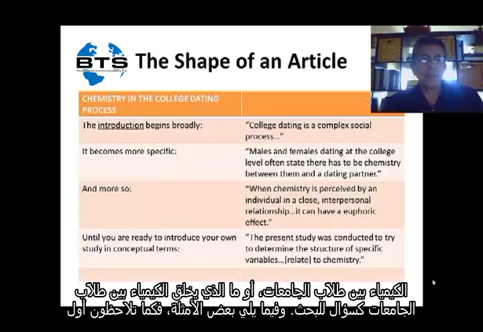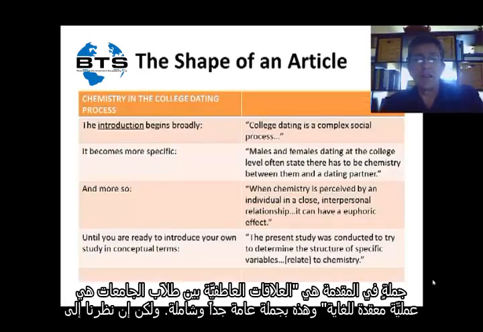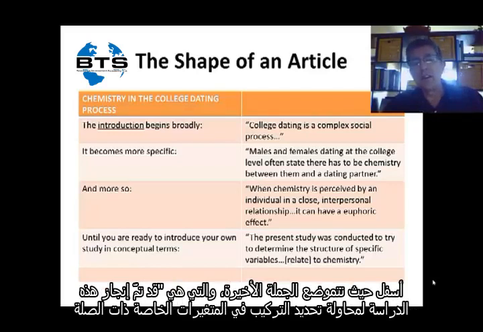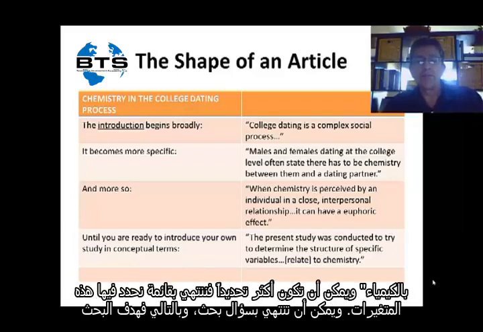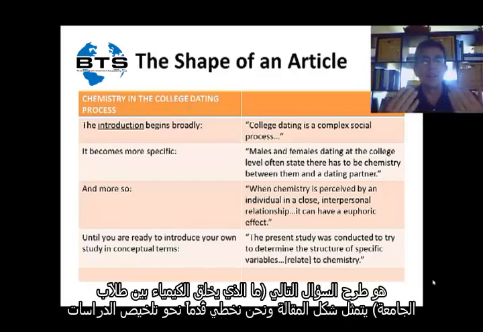Here are some examples. Notice the very first sentence in the introduction: college dating is a complex social process. See how broad it is. But as we go down to the very last sentence, the present study was conducted to try to determine the structure of specific variables related to chemistry. So it's a lot more specific, and it may list those specific variables. You may end with a research question. Therefore, the purpose of this research study is to ask this question: what creates chemistry in college students?